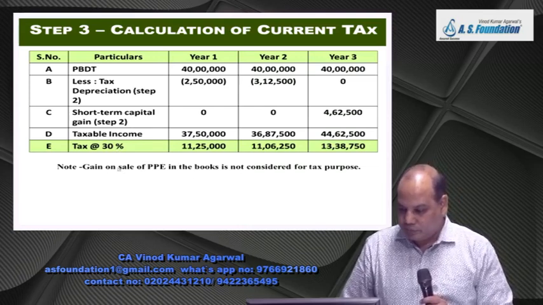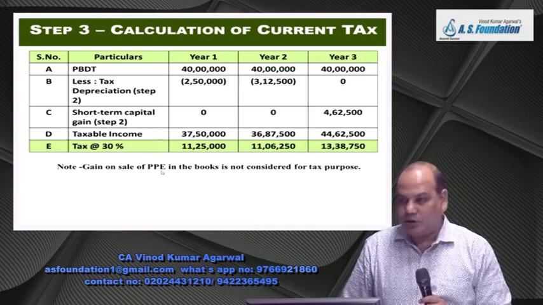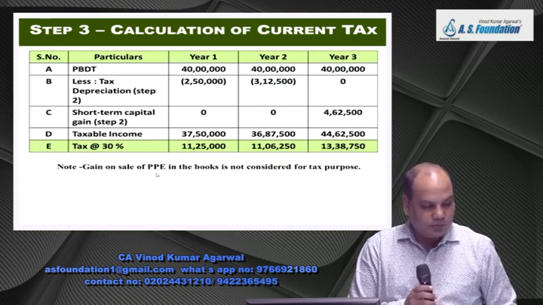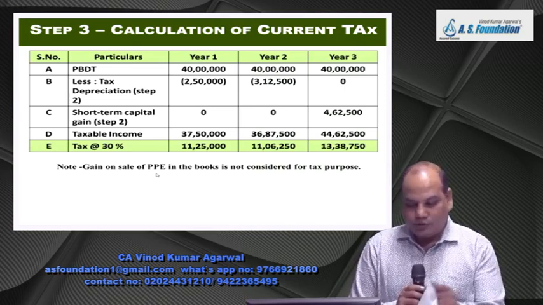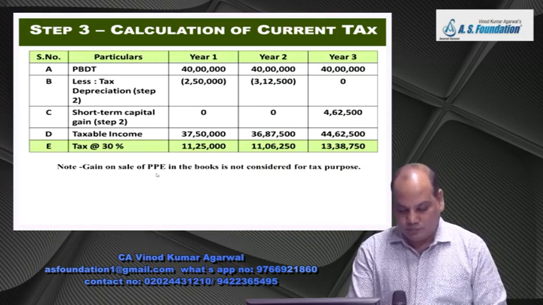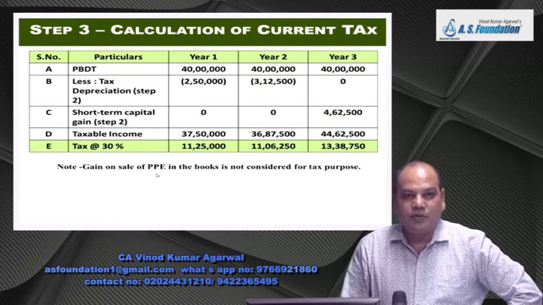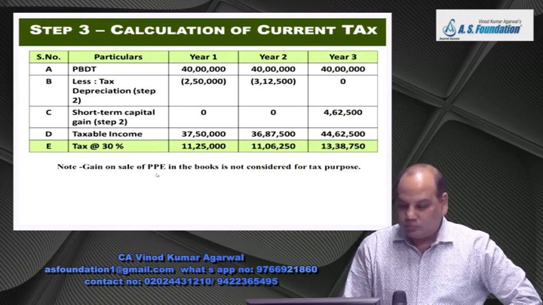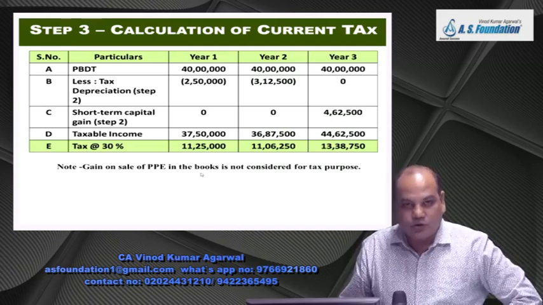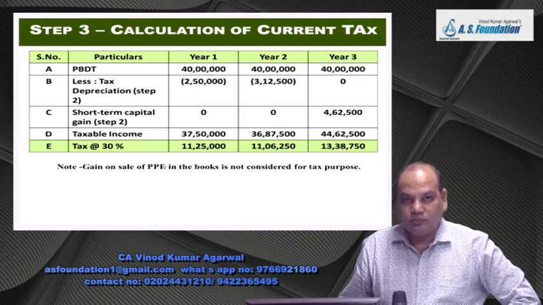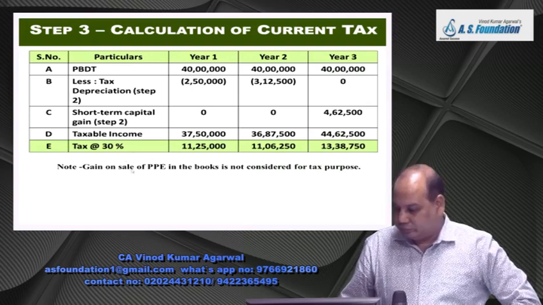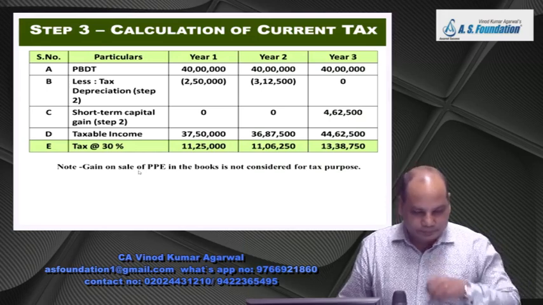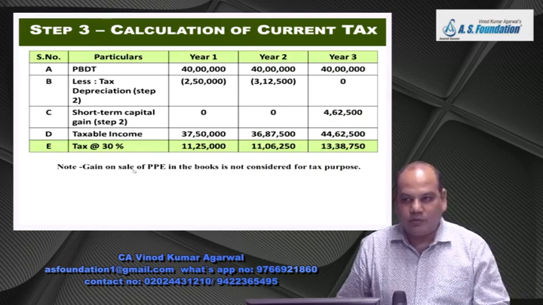Write a note just for understanding that gain on sale of PPE in the books is not considered for tax purposes. Is it right?